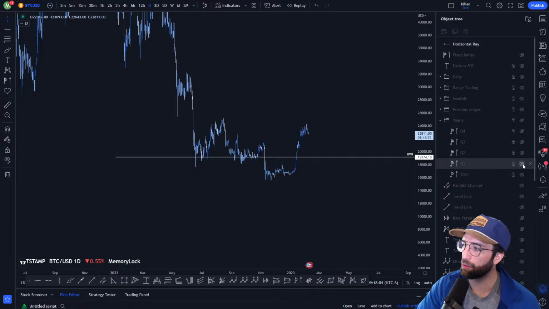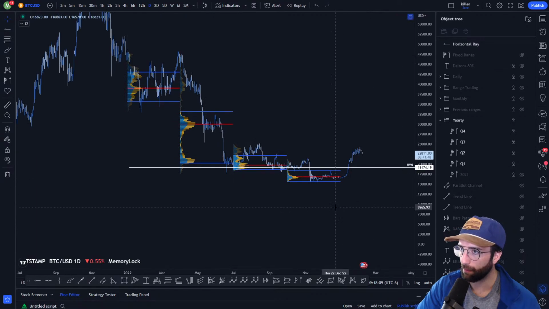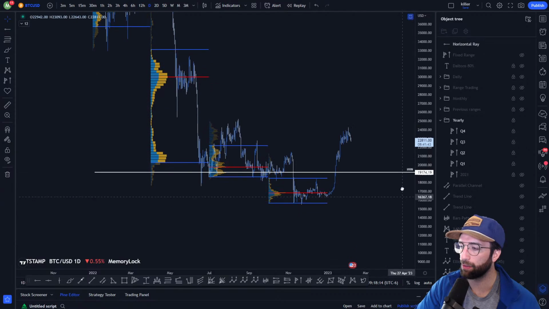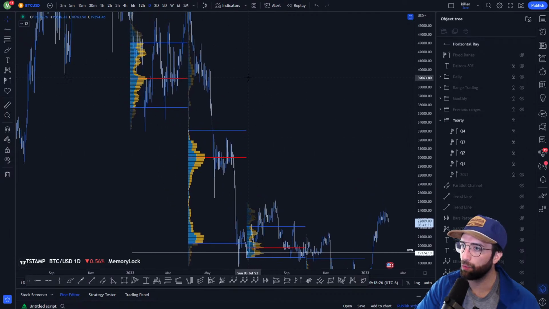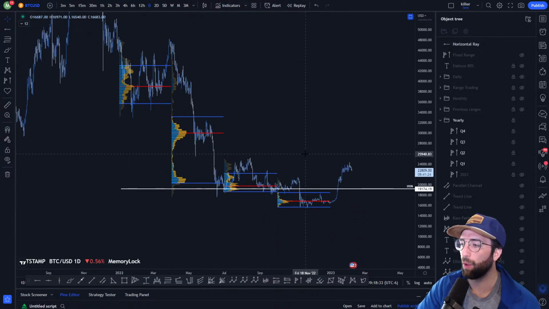Then another thing you can do is draw them based on quarters. So you can do Q1, Q2, Q3, and Q4. Sometimes this can also give you some useful data. You can say in this quarter of trading, the most amount of volume took place at 16.8. In this quarter, it was 19.8. In this one, about 30,000. And in Q1 of 2022, the most amount of volume traded was at about 39,000.